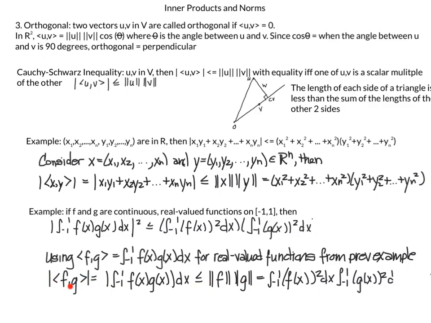So the absolute value of our inner product is the absolute value of the integral from -1 to 1 f of x times g of x dx, and the norm of f times norm of g is going to be the integral from -1 to 1 f of x squared dx, and then the norm of g of x is the integral from -1 to 1 g of x squared dx. There should be a dx.